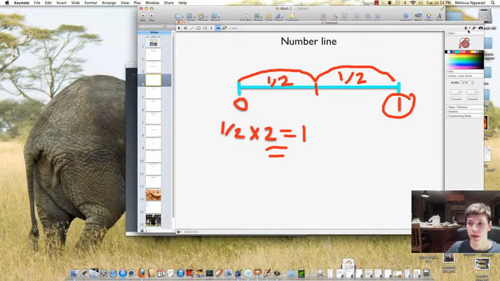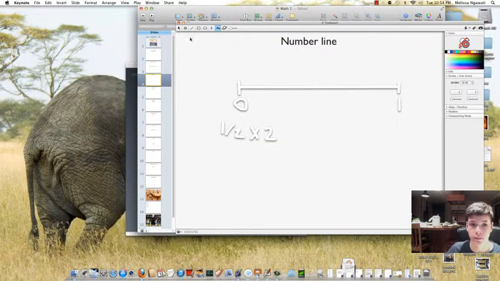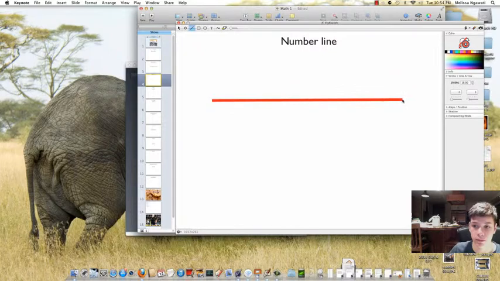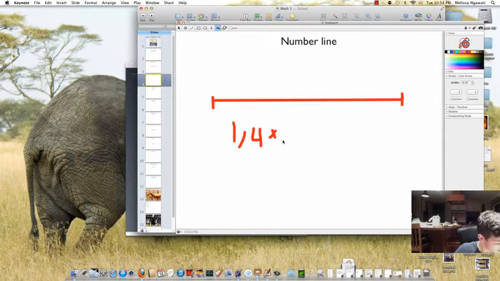We'll do one more example here. Okay, we'll draw a number line. And the question will be 1/4 multiplied by 5. We showed it with coins. Now can you show it on the number line? Let's see if you can.